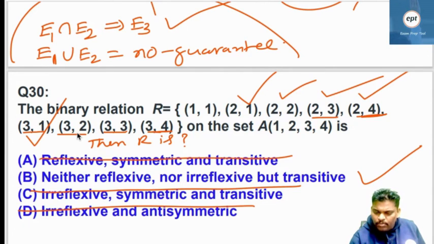See correctly now. It may be looking like fail. See this one. 3, 2, 2, 1, 2, 2 cancel. 3, 1, already there. Next one. 3, 2, starting with 2. 3, 2, 2, 3. 2, 2 cancel. So 3, 3, already there. Like that you have to check. 3, 4 starting with 4, no 1. So verify.